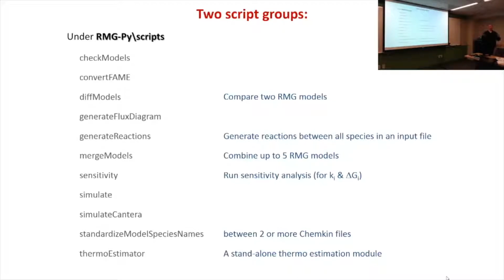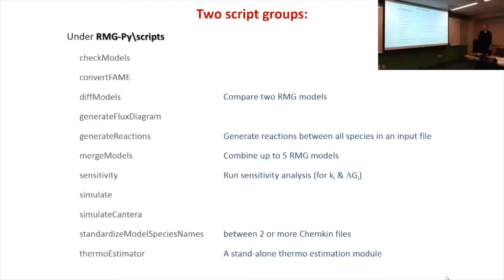Let's say you generated the model, ran a sensitivity analysis, and you changed a parameter that your observable was sensitive to, and you have a new model. We'd like to see the differences, and that's a good method to do that. Generate reactions, as we just said, generates all possible reactions that RMG could think about for given reactants. Merge models: if we have several RMG models and we'd like to merge them into one, there are some overlaps, and there is some new information in each one of them, so that's a method that will do that.